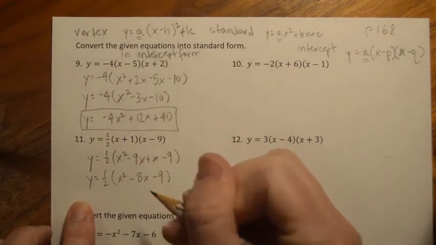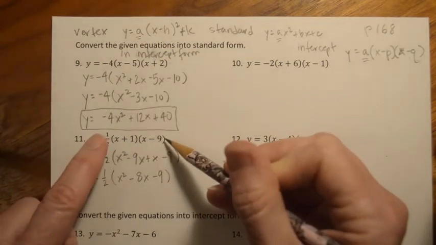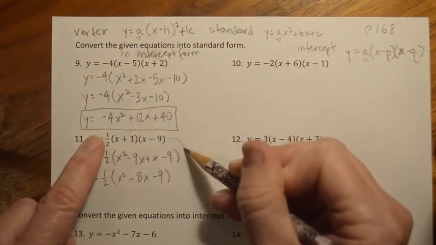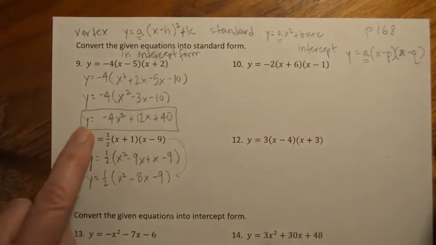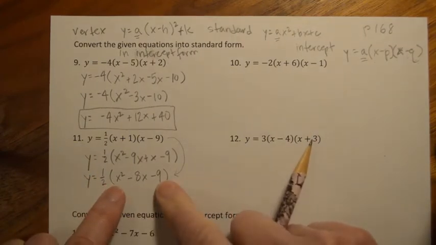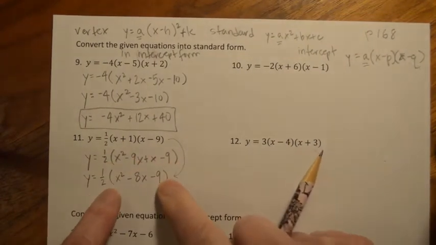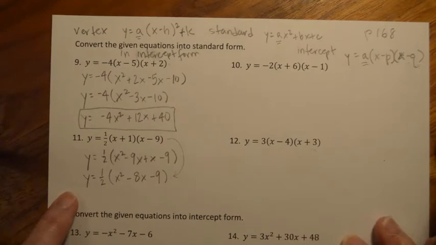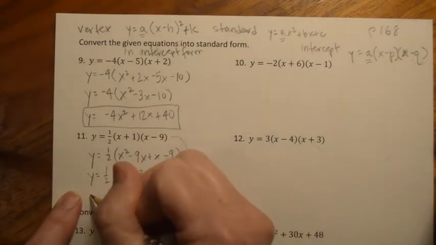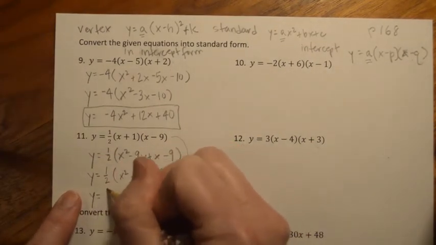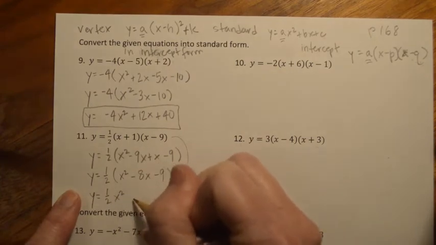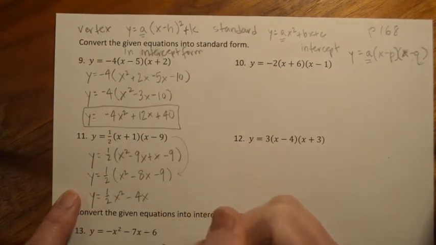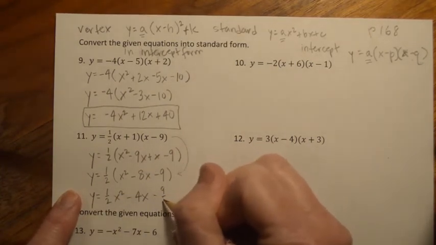Again, some of you have gotten fast enough and done enough of these now that you can skip right from here to here, and I'm thrilled for you if you can do that. So don't feel like you have to write it all out, you can just go right to that step there. All right, now let me distribute that 1/2 through. So I'm going to get 1/2 x squared minus 4x minus 9/2.